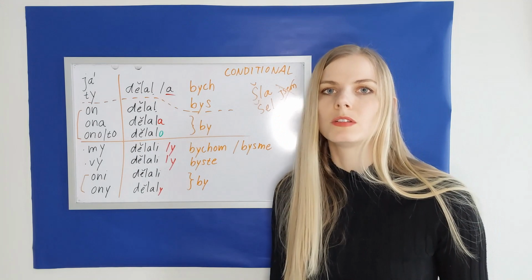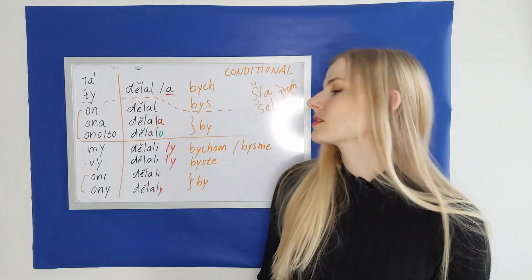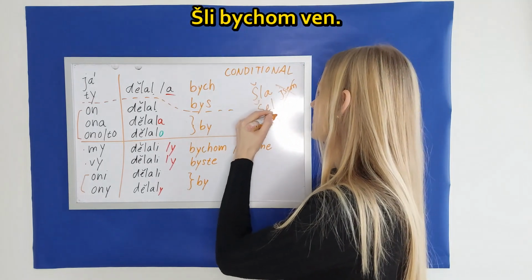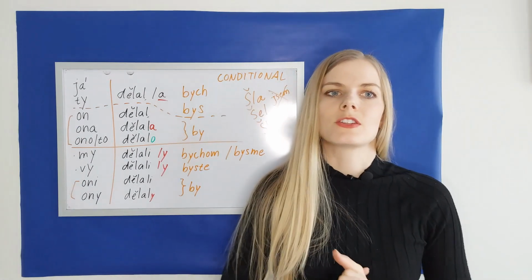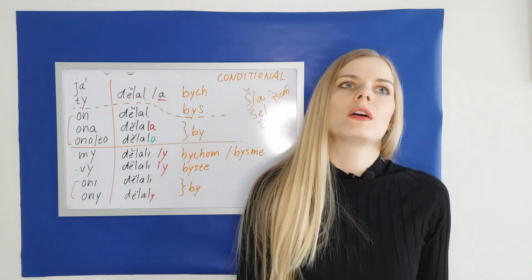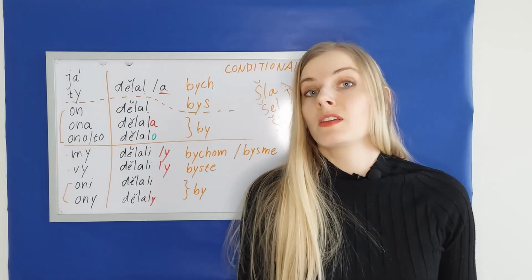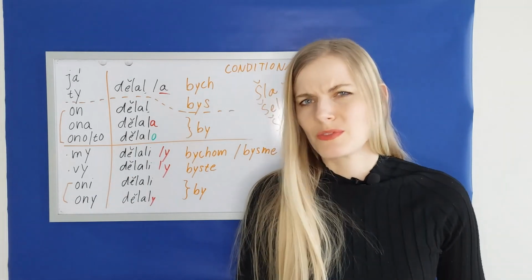And what about the plural? If somebody says, we would go out, but it's not nice, then you would say šli bychom ven. Let's try this translation. I would do homework, but I don't have a pen. Lame excuse, but this is how the conditional is used perfectly for excuses.